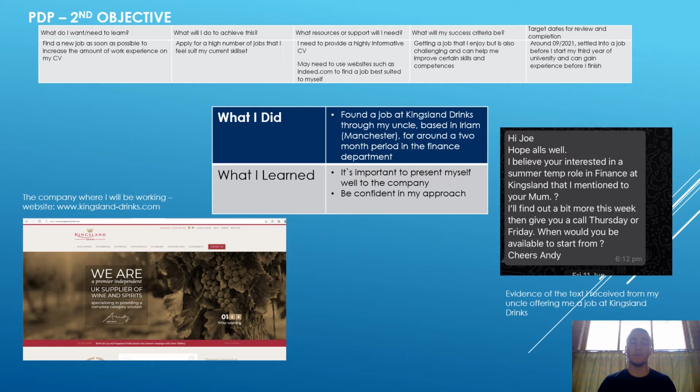It will also help me improve my financial situation, which is part of my fourth objective in my personal development plan, which again is a positive to show for my development over the last few months. I learnt whilst asking for this job that it's important to present myself well to the company who may potentially be employing you, and also appear confident in any approach when asking about vacant jobs that may be there.